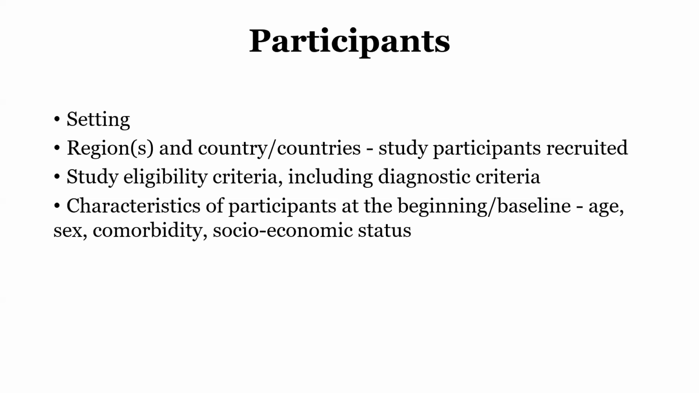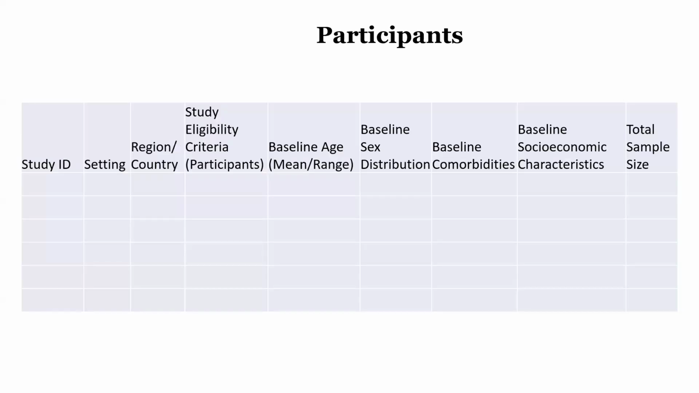And very commonly you report the age in terms of mean standard deviation or median and interquartile range, the sex, that is a proportion of men and women included in the study, presence or absence of comorbidity, socioeconomic status, or any other variable of interest pertaining to participant depending upon your research question. So your next data sheet could be about participants in which you collect such kind of data.